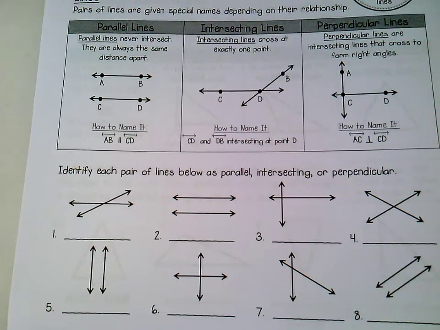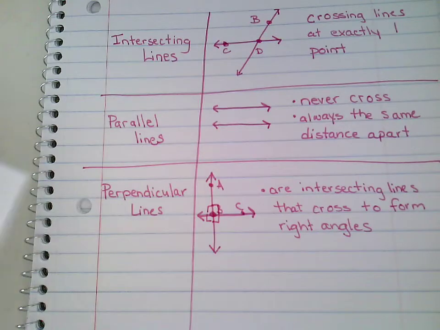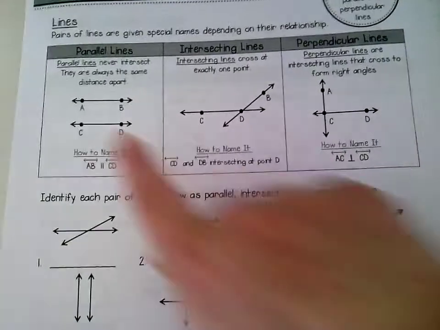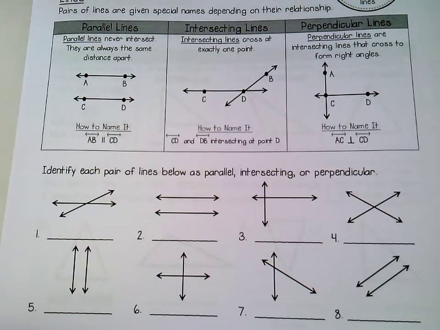All right, so let's check that page that you just completed. I have my notes right here. I also have this picture that you guys had up on the top of the Draw It page to help me out. So we're going to identify each pair of lines below as parallel, intersecting, or perpendicular.